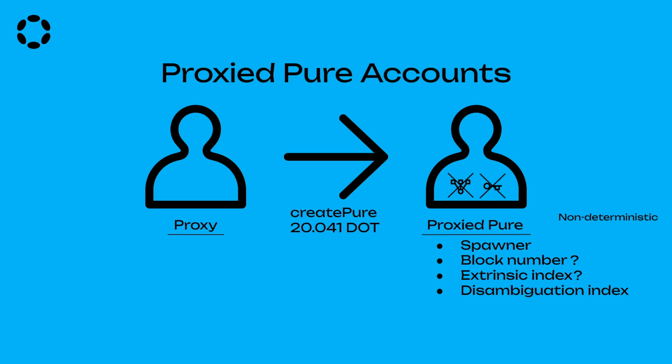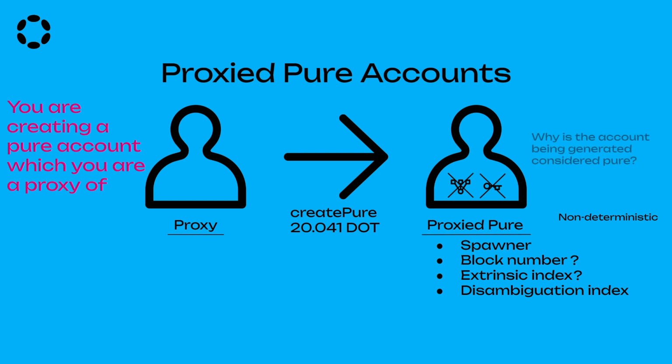So in reality, you are not creating a pure proxy by submitting a create pure transaction. You are creating a pure account, which you are a proxy of. Semantics are insane sometimes. You might ask, why is the account being generated considered pure? Good question. The reason is because it is keyless and totally inaccessible except by the proxy account, and of course voters. Don't forget their supreme authority.